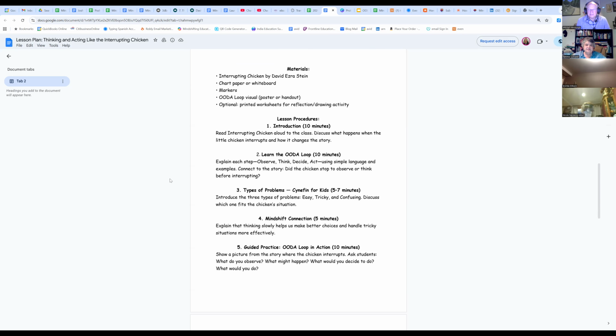And then we would talk about, because my class is a second grade, connecting to the story. So did the chicken stop to observe or think before interrupting? And then I would get some of the kids to raise their hand and discuss. And then we're really looking at using the OODA loop. So what are we observing? So we would go back to the read aloud, and you can do a pause on a part. That way you have that picture and ask the students, okay, what's happening? What do you think he's going to do? What would you do? And so the more connection that you have with those kids, showing what he has done or what would you do or what should he do, I'm hoping that after this story that they're making better decisions and not interrupting so much.